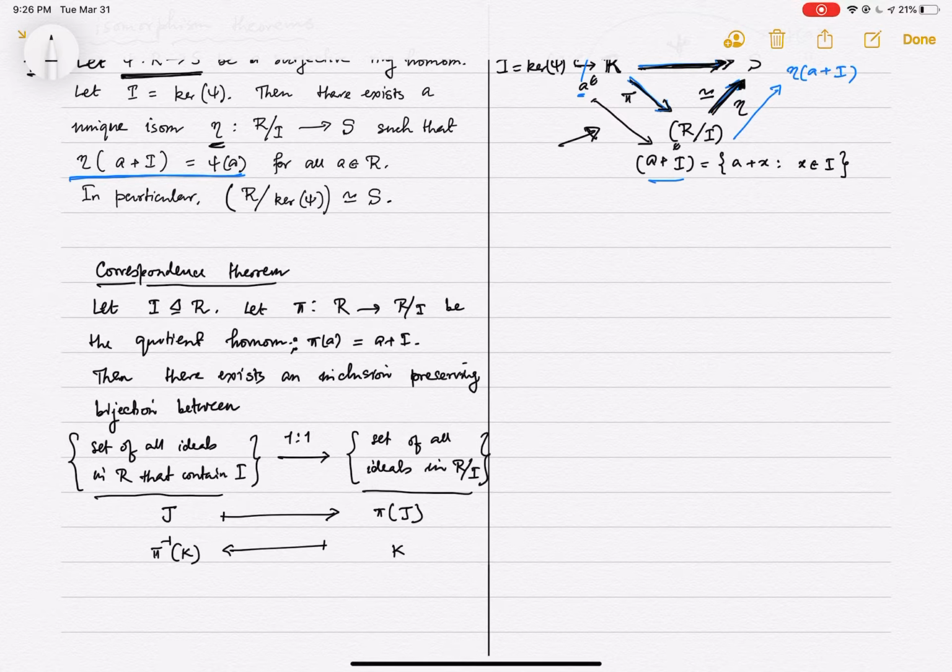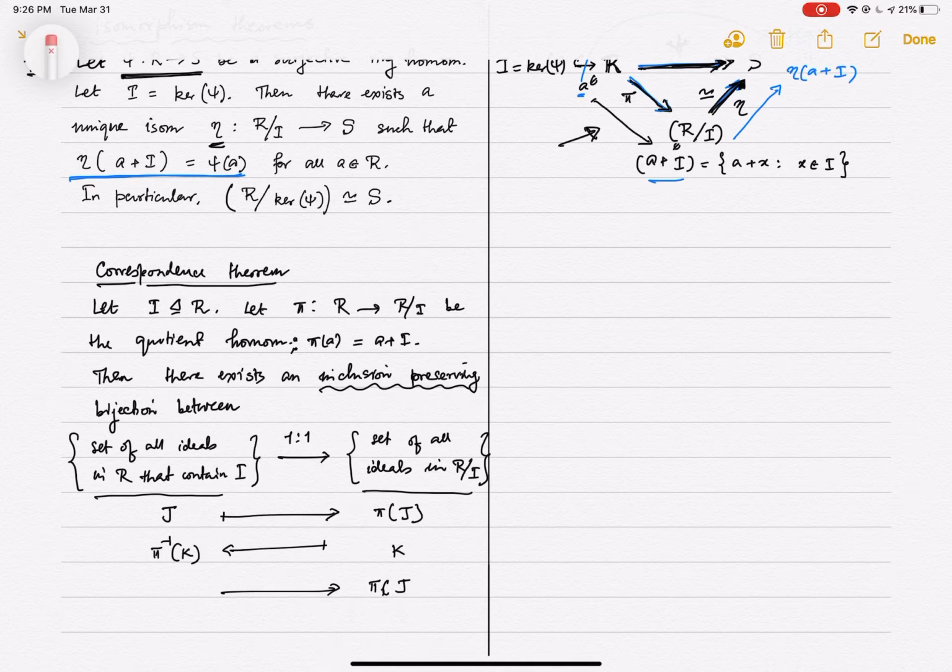And further, if you have one ideal here containing another ideal here, when you go forward, then the bigger one will be a bigger ideal. And same if you go back. That's the word inclusion preserving. That's what that word means.